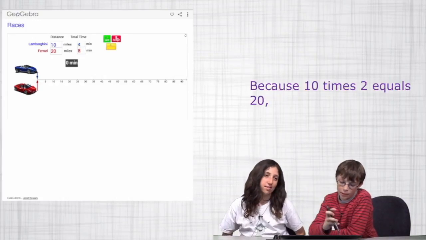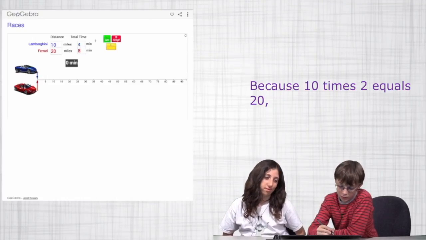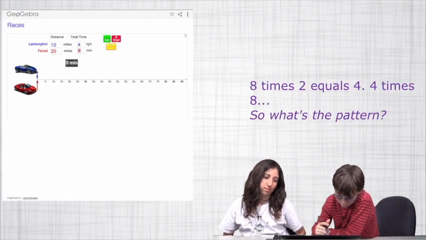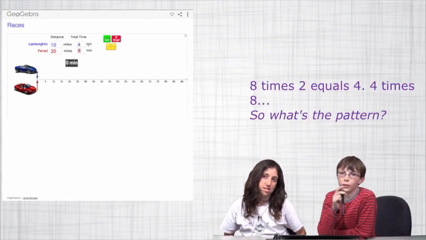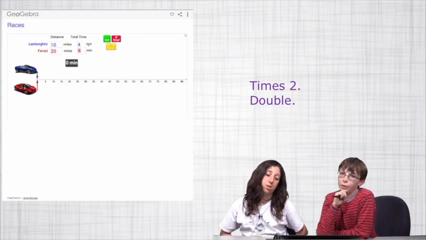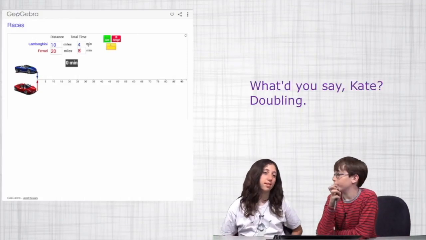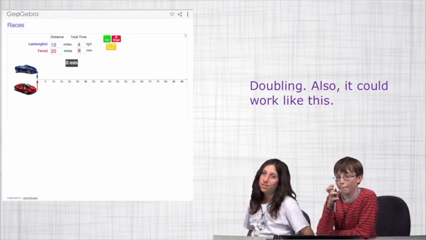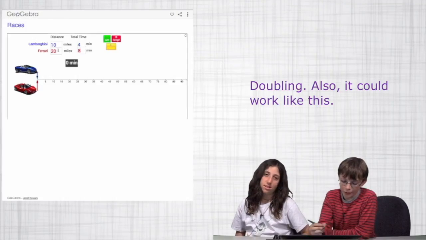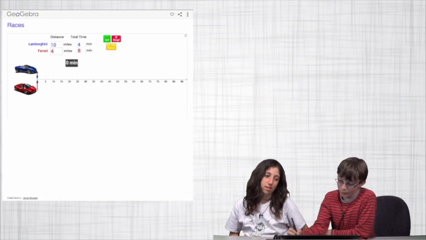Why? Because 10 times 2 equals 20. 8 times 2 equals... so 4 times 2 is 8. What's the pattern then? Times 2. What did you say, Kate? Doubling. What do you think about the word doubling? Doubling.